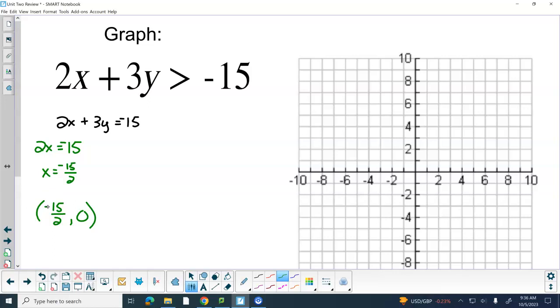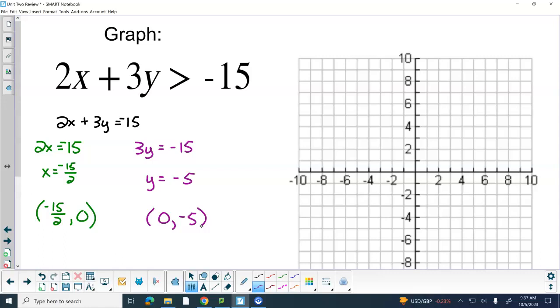To find the y-intercept, then I set x equal to 0. And that would be 0, negative 5. Now, when you're giving those intercepts, they are points. They need to be in point form. So not just x equals negative 15 halves there, negative 15 halves, 0. Okay? Alright?